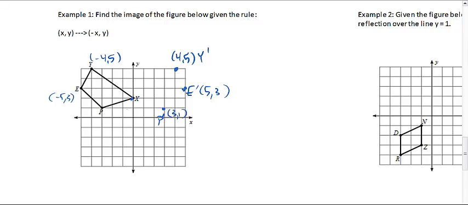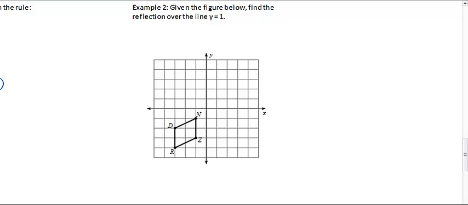That should be P prime. So if I connect these points, it looks like maybe a trapezoid, and there's our image, and it is in fact a reflection. If we notice, it's a reflection over the y-axis, which we would hope it would be, because this was our rule we just found a moment ago. So that works. Example 2 here is a little bit more difficult.